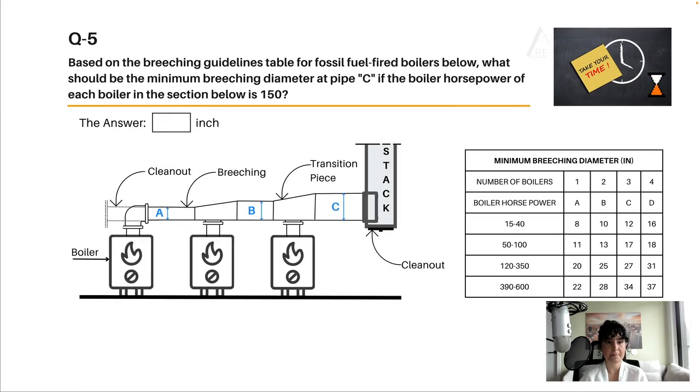Question number 5. Based on the breeching guidelines table for fossil fuel fired boilers below, what should be the minimum breeching diameter at pipe C if the boiler horsepower of each boiler in the section below is 150? The answer is in inches. Please carefully review the diagram and the table and come back to see the answer in a minute.